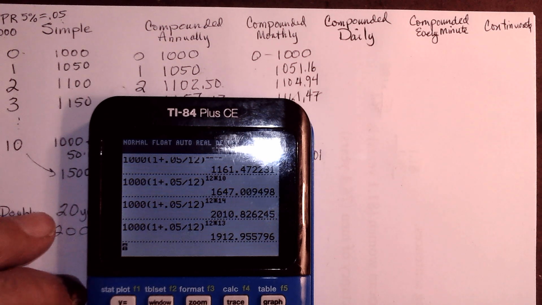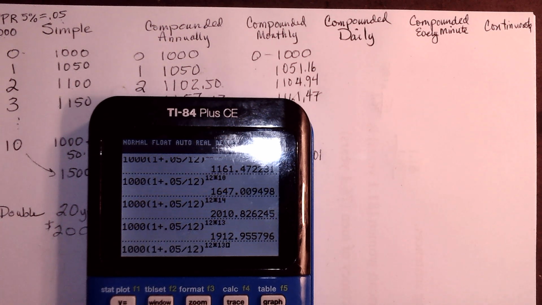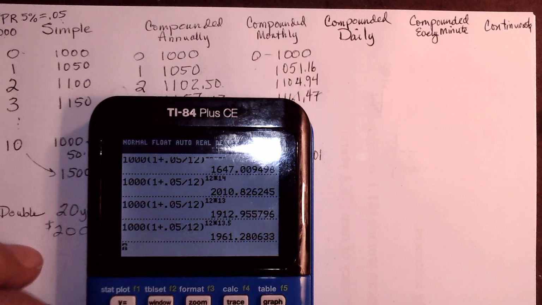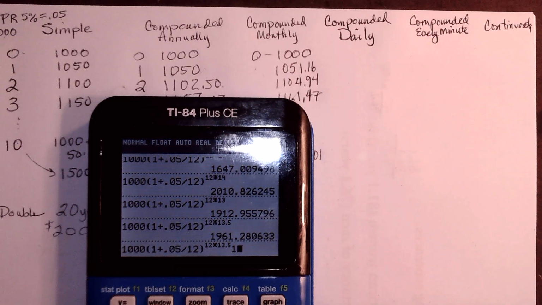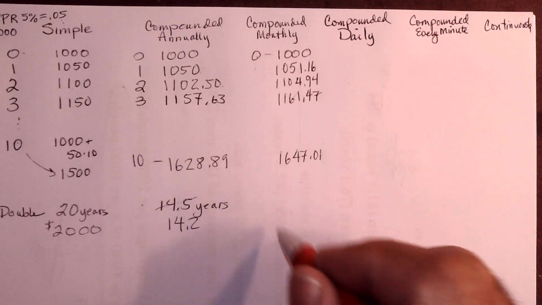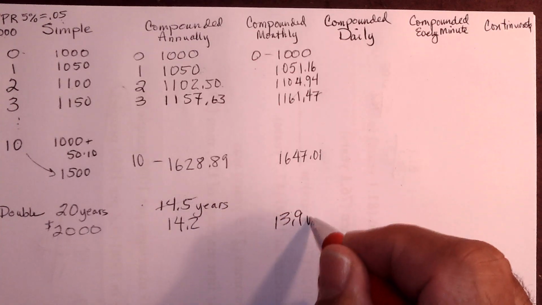Nope, not enough. Let's try 13.5 years. Not enough. 13.7 years. Not enough. 13.9 years. That's enough. Just barely enough. Okay. So now it's 13.9 years we double.